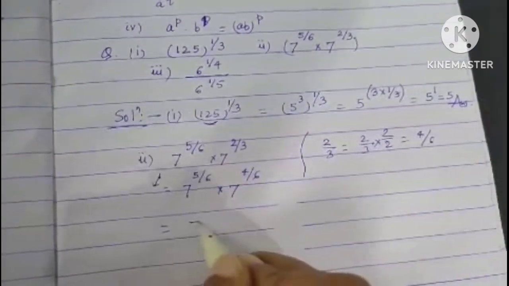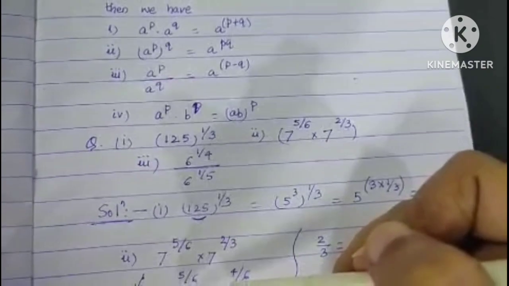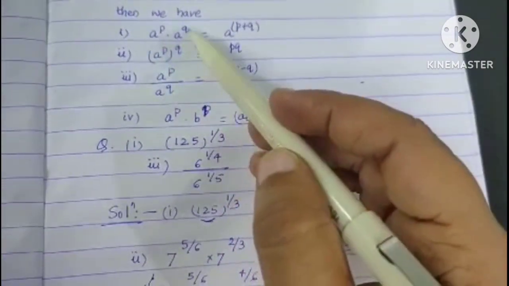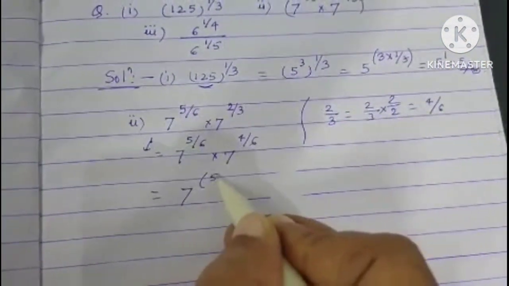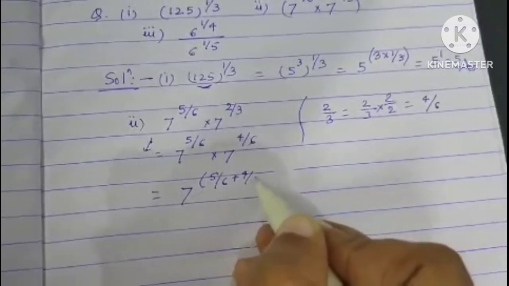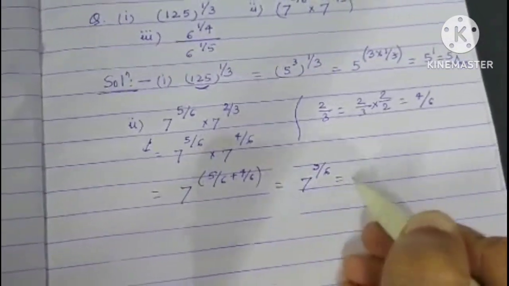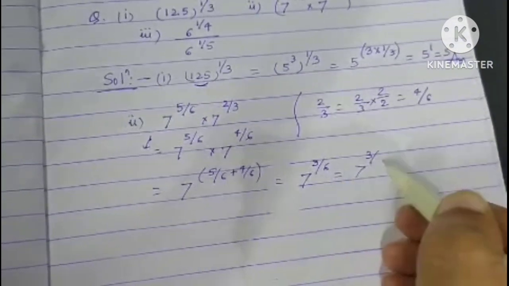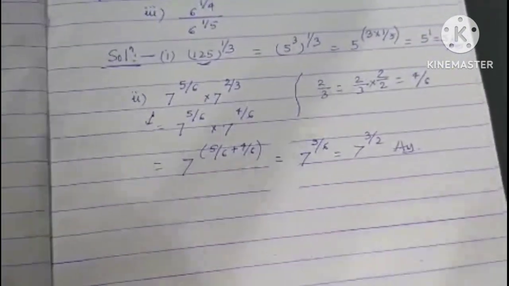Okay, now what will you do? This is equal to 7 to the power, like this one, a to the power p into a to the power q equals a to the power p plus q. So here p plus q means 5 by 6 plus 4 by 6, that is equal to 7 to the power 9 by 6, or you can write it as 7 to the power 3 by 2, since 9 divided by 3 is 3 and 6 divided by 3 is 2. This one will be our answer, 7 to the power 3 by 2.